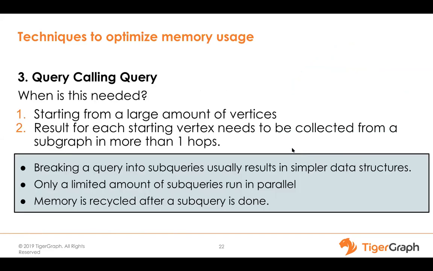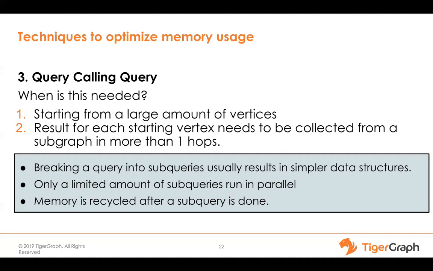And the third one is query calling query. Query calling query consumes less memory because we have split the very heavy workload into multiple subqueries. So when is this needed? When we start from a larger amount of vertices, and the result for each starting vertex needs to be collected from a subgraph in more than one hop. Breaking a query into subqueries usually results in simpler data structures, therefore it consumes less memory.